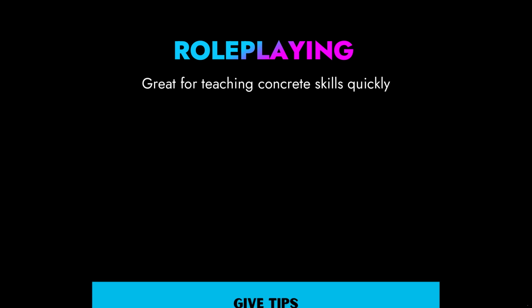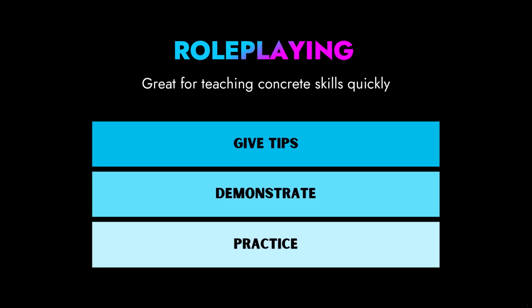The apprenticeship model is an example of something called scaffolding, which is when you break a task down into small, manageable pieces so it can be learned slowly and steadily. The second tool I want to highlight is role-playing. And role playing is great when you're trying to teach people concrete skills in a very short amount of time. With role playing, there are typically 3 steps. First, give tips. Second, demonstrate.